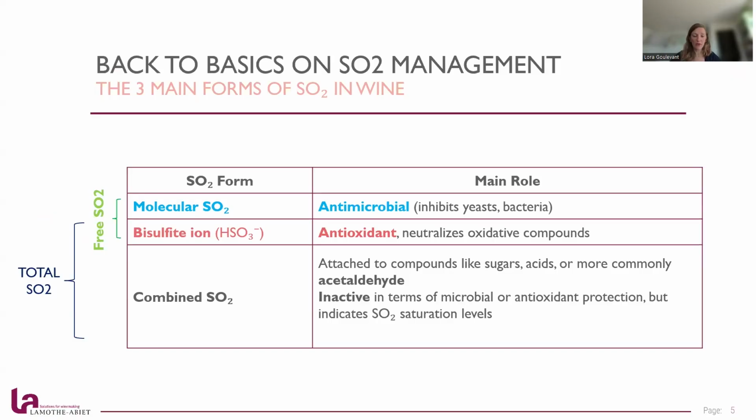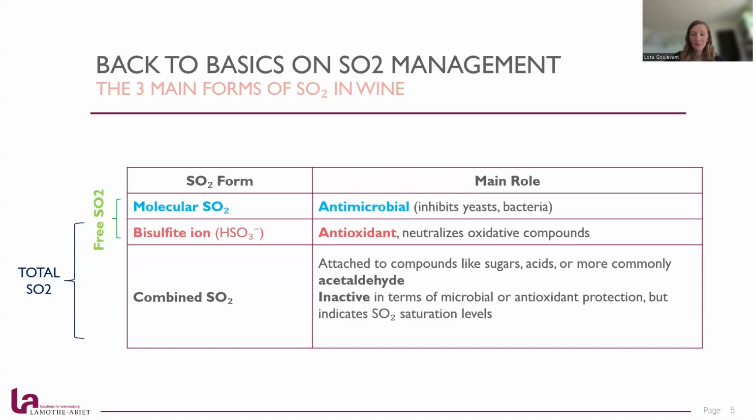So just a few basics on SO2. We can find three forms in wine. So we have the molecular SO2, that is the free SO2 we find in the wine. So it's mainly antimicrobial. It inhibits yeast and bacteria. And then we have the HSO3 minus. It's hard to say. That's the bisulfite ions, which is more antioxidant that will avoid oxidation or neutralize oxidative compounds.